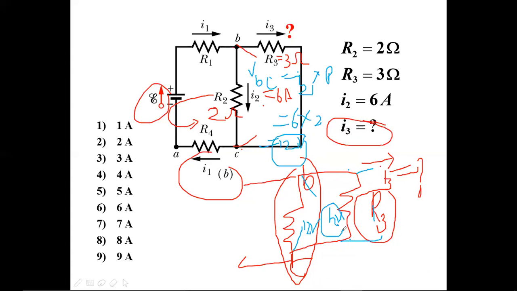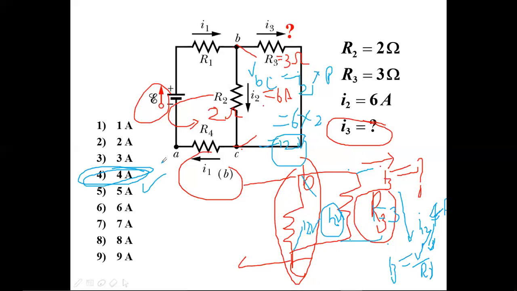Now you know the value of 12 volts and you know the value of R3. R3 value is how much? 3. Then you can find the unknown value, I3. As per Ohm's law, I3 is V by R3. Here V is 12, so 12 by 3 is 4. 4 amps is flowing through this resistor. So the answer is 4 amps.